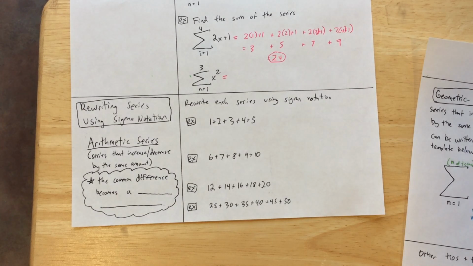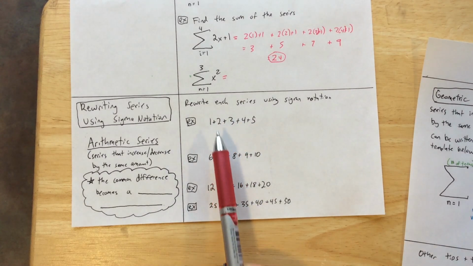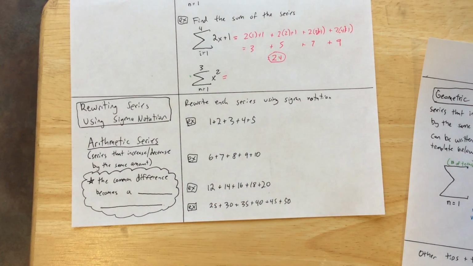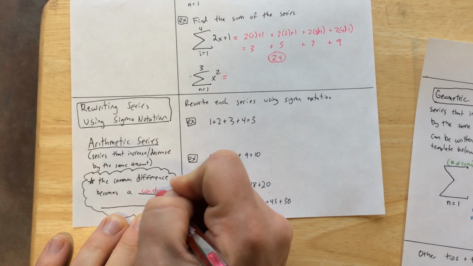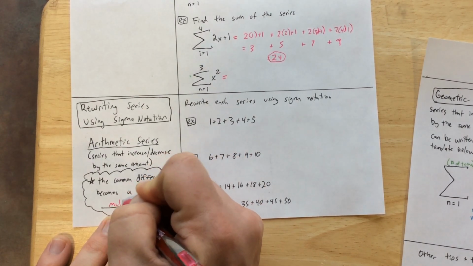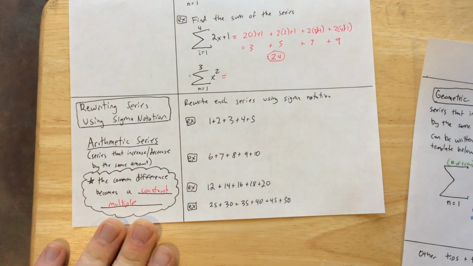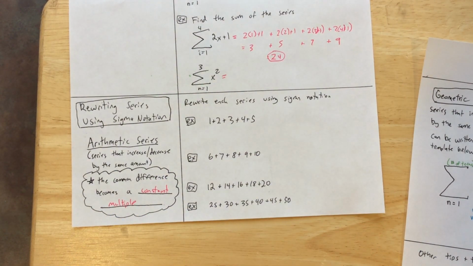The trick to these is noticing that because they go up by the same amount each time, you're repeatedly adding something. And what is repeated addition? Well, that's what multiplication actually is. Multiplication is defined as repeated addition. So what we're looking for is that the common difference becomes a constant multiple in all of these. So let's start with a couple basic ones.